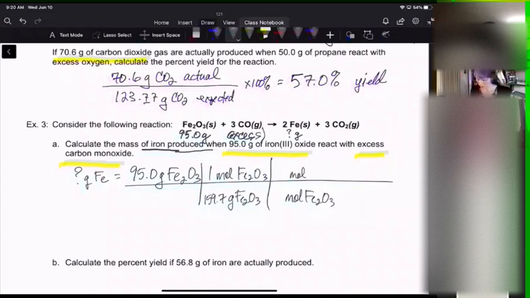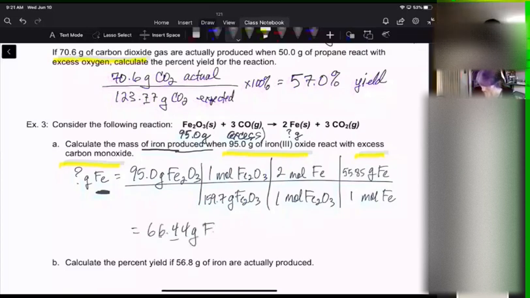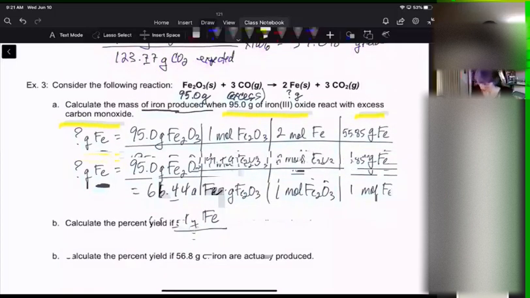Remember to look for what your target is when you do your mole-mole relationship. And then we'll fetch those numbers. I like to fill in the units and then determine the numbers that make that true. Okay, maybe they're trying to recover the iron metal. How much did they actually get from that process?